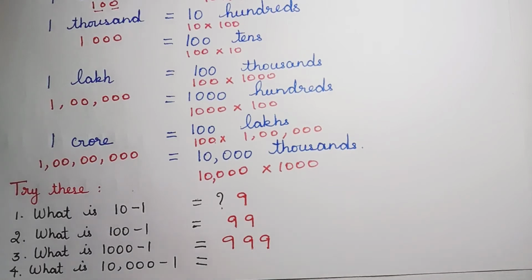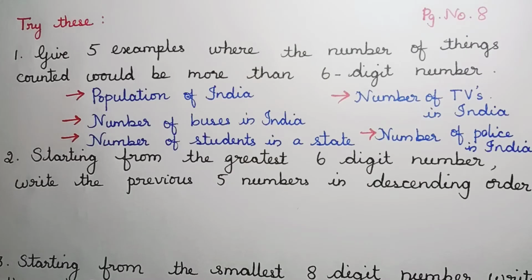Okay, so here how many zeros? 1, 2, 3, 4. So 4 nines will be there. Okay, so 10,000 minus 1 is 9,999.